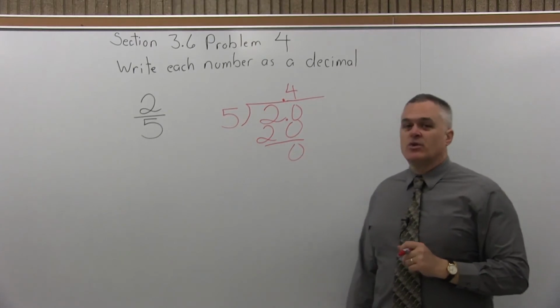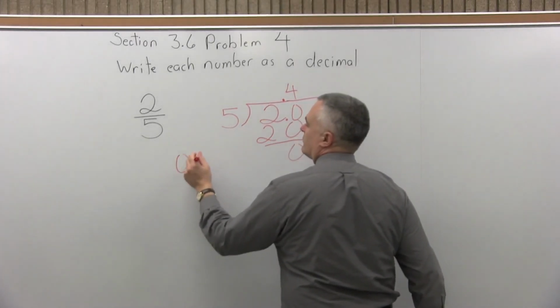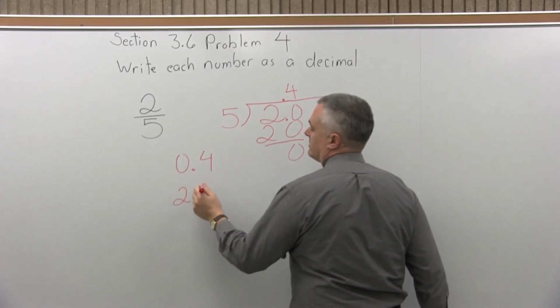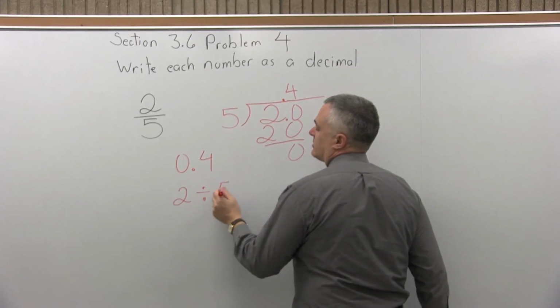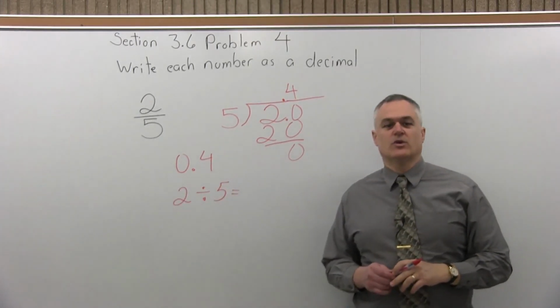So the decimal equivalent of 2/5 is 0.4. You can write that as 0.4. Now, if you could use a calculator, you would enter the numerator first and the denominator and press equals. And the calculator would tell you also that it's 0.4.